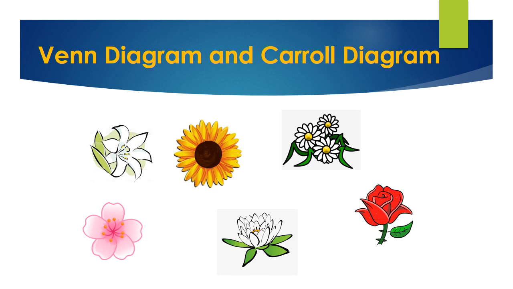Let's have our first group of items. What can you see from this picture, kids? There are flowers. Now the flowers are in different colors, right? But there are some flowers that have the same color.